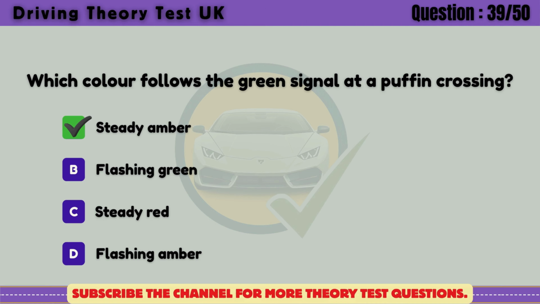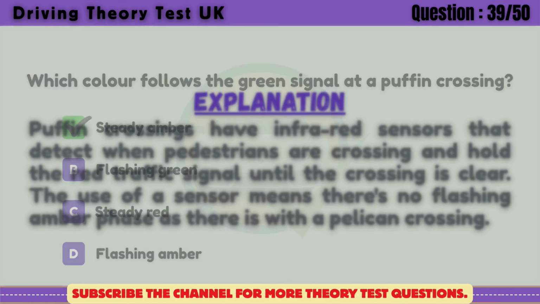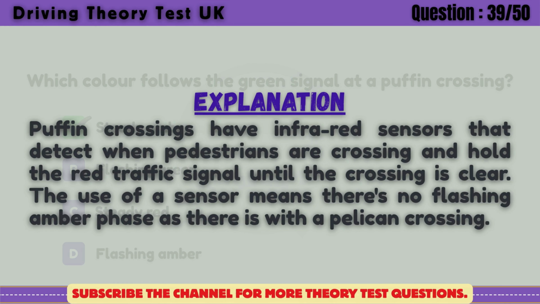Answer is A. Steady amber. Puffin crossings have infrared sensors that detect when pedestrians are crossing and hold the red traffic signal until the crossing is clear. The use of a sensor means there's no flashing amber phase as there is with a pelican crossing.